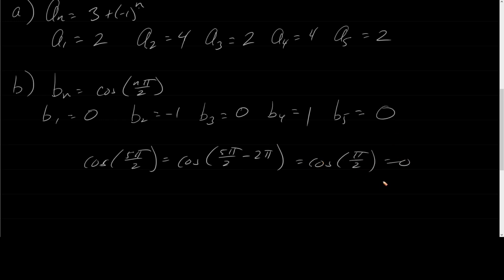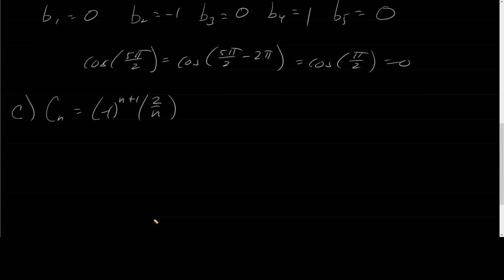All right, so let's see the next one. Let's say that we have the sequence c sub n is negative 1 to the n plus 1, over 2 over n. Let's see what we get here. All right, so c sub 1, plug in 1. 1 plus 1 is 2. Negative 1 to the second is positive 1. 2 over 1 is 2, so overall I end up with just 2.